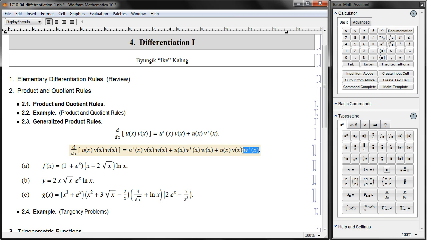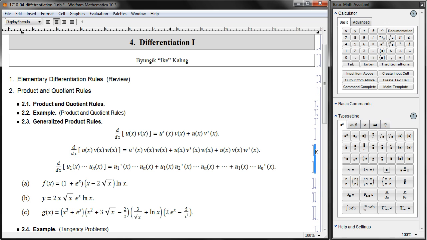What if you have four? The same deal. As a matter of fact, what if you have 100 or even more? Theoretically you can do it like this. The first factor is a derivative and everything remains the same. Now the second factor is a derivative, everything remains the same. The third factor is a derivative, everything remains the same, all the way until the last factor is a derivative, like that.